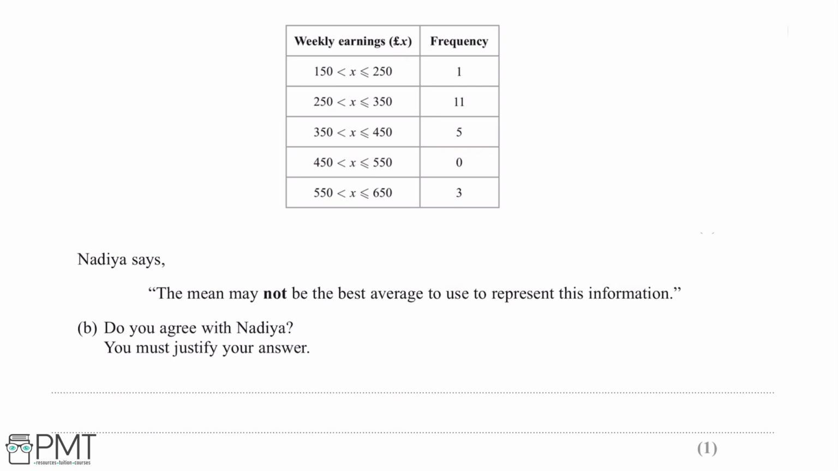So Nadia says that the mean may not be the best average to use. And because the outliers will affect this information, we can agree with Nadia and say, yes, we agree with Nadia because outliers will affect the mean.